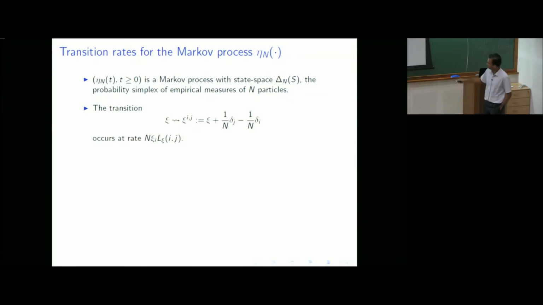The transition from xi to xi^{ij}: in our caricature of this particular model, there is exactly one node that can transit from i to j at any time. Let's look at what change it creates to the state. If we are in the state xi, we can jump to xi^{i,j}, which means a particle in state i jumps to state j. That creates a reduction in the empirical measure of 1/n in the ith state and an increment of 1/n in the jth state.